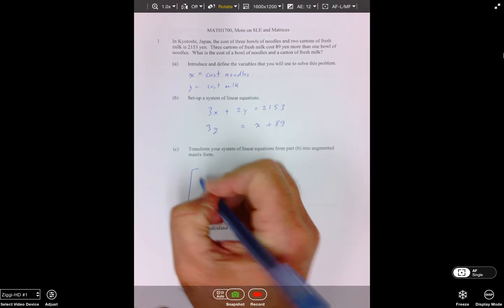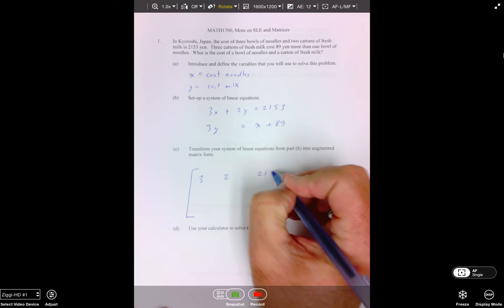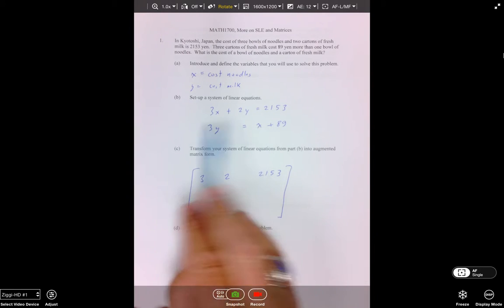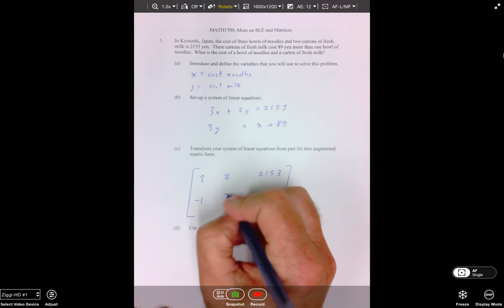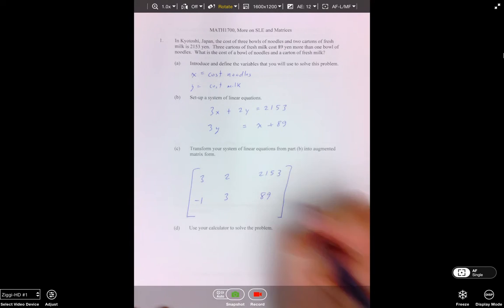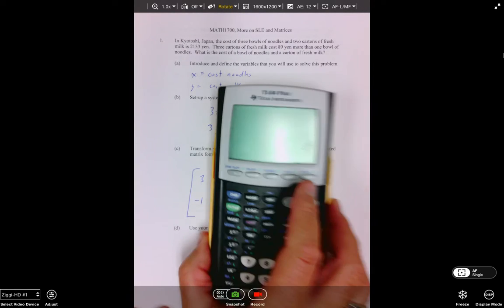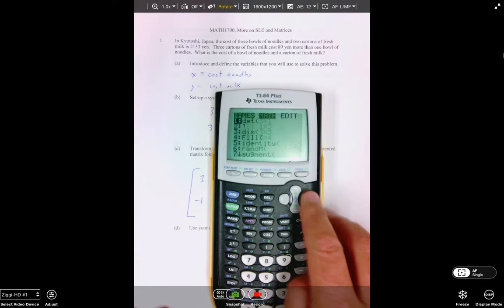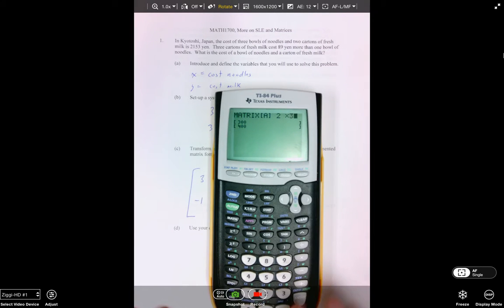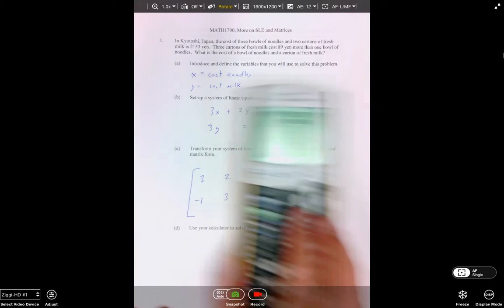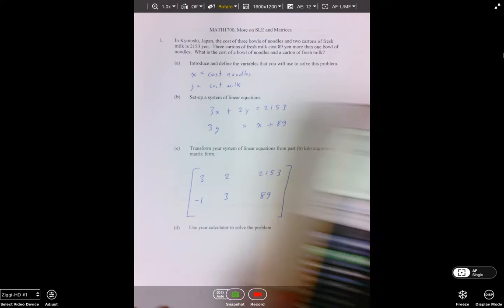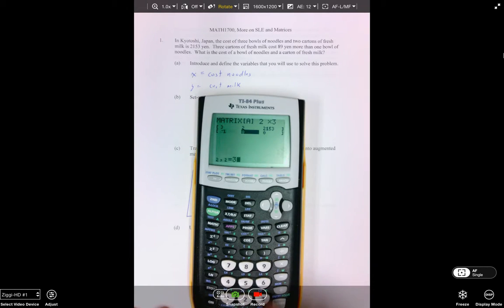Next thing we need to do is get this thing in augmented matrix form. We need to get the X over here. The Y is there. And we have 89. So use our calculator to solve this. Gang, let's do this Mach 4 speed. So we have a 2 by 3 matrix, and we have a 3, a 2, and a 2153, and we have a -1, 3, and 89. Okay? Quit.